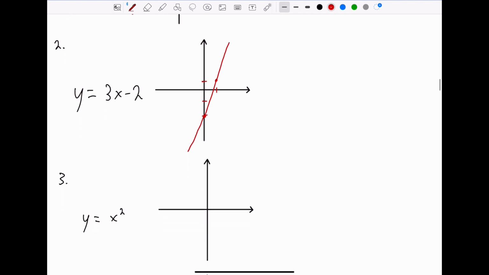Y equals x squared is a parabola. It's important to know the graph of this as well. Looks something like this. We don't have to be really artistic with the graphs. We just have to know roughly what the pictures look like and to be able to give a quick sketch.